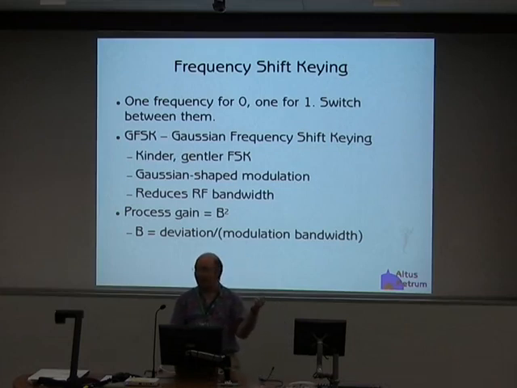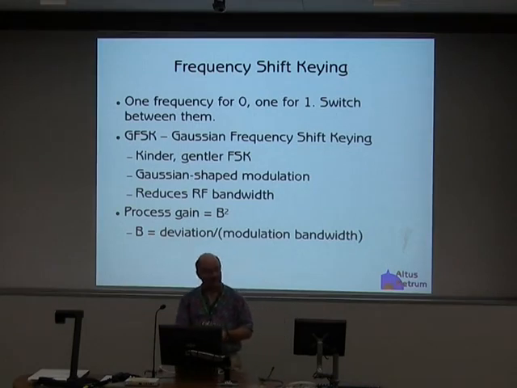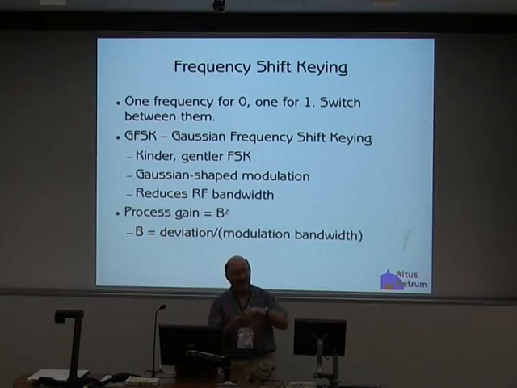If you're deviating by twice as much as your bandwidth, then you get a factor of 4 in processing gain, which is pretty awesome. 6 dB just by making your, and what's that doing? It's making your signal wider. Okay, this term explains why we use preemphasis in traditional FM signaling. What is preemphasis? Preemphasis is where you amplify the high frequencies of your FM signal, right?